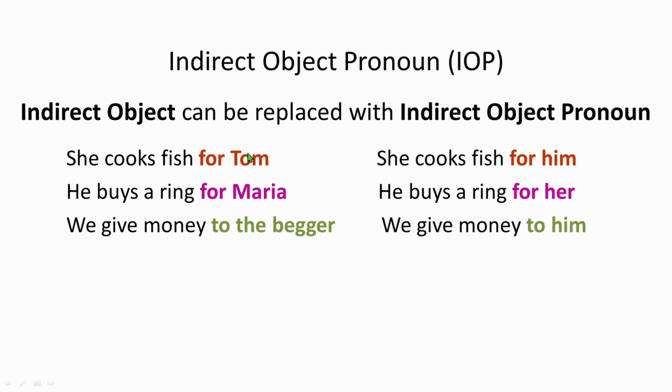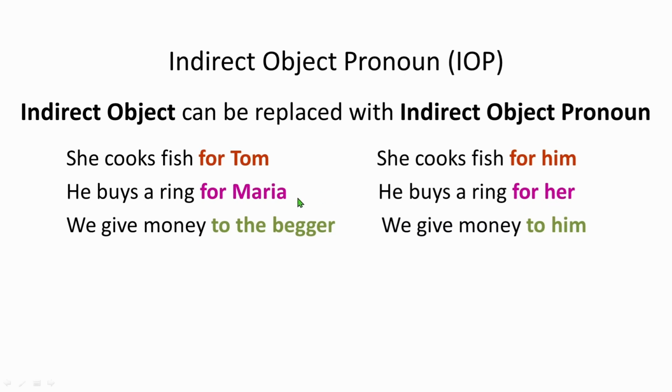Alright, now what is indirect object pronoun? Simply just when you replace Tom with him, right? Replacing the object with a pronoun, that is him, then it becomes indirect object pronoun, like here, she cooks a fish for him, right? So this is what's indirect object. The second is he buys a ring for Maria. Now again, he's doing an action, and for whom is he doing that action? For Maria, right? So Maria is indirect object, and here he buys a ring for her. I replaced Maria with her, so it is indirect object pronoun her.